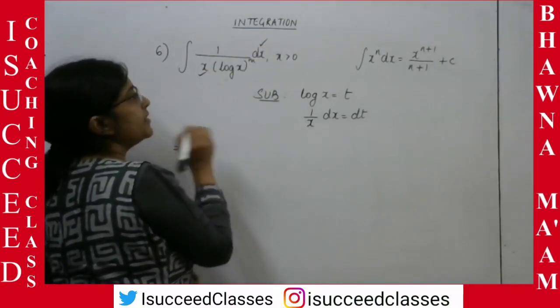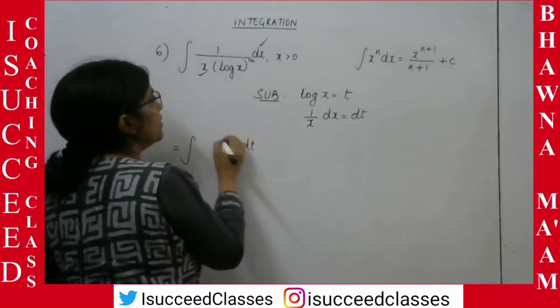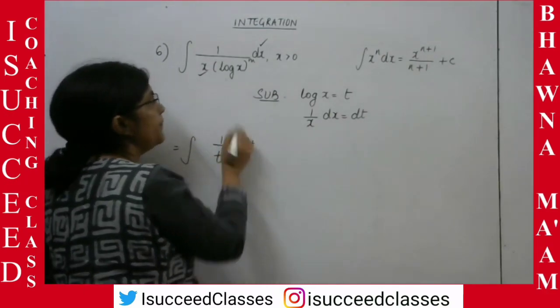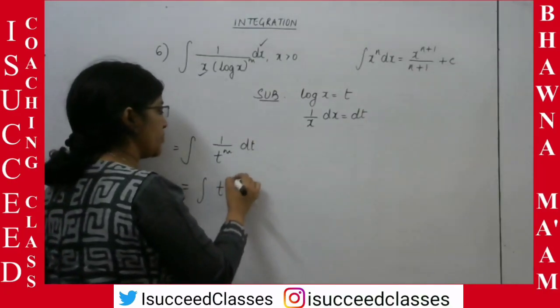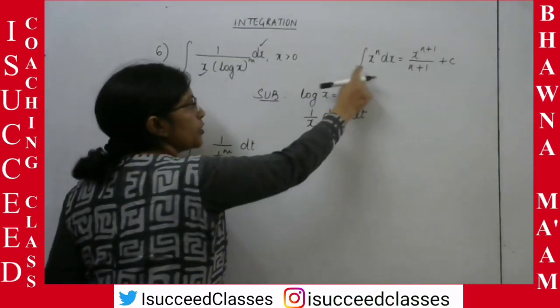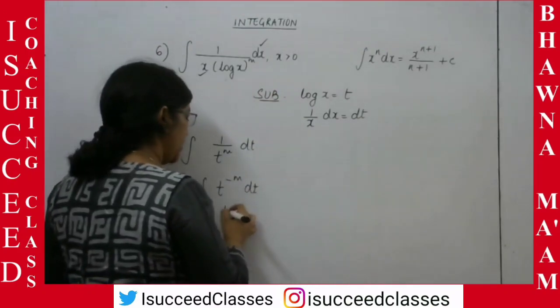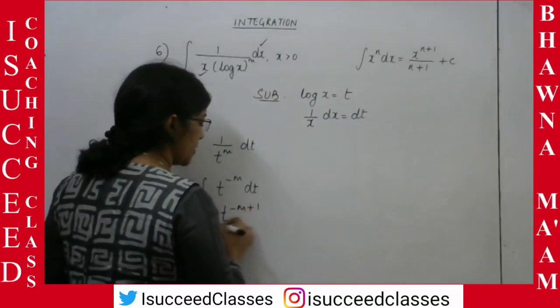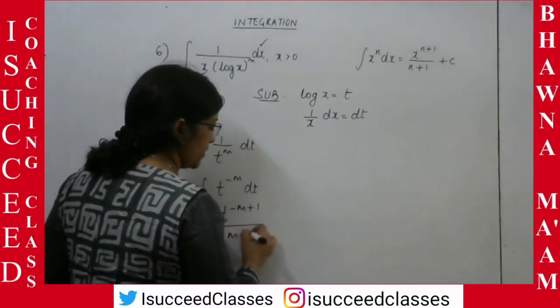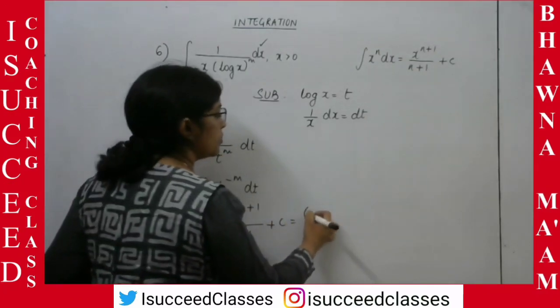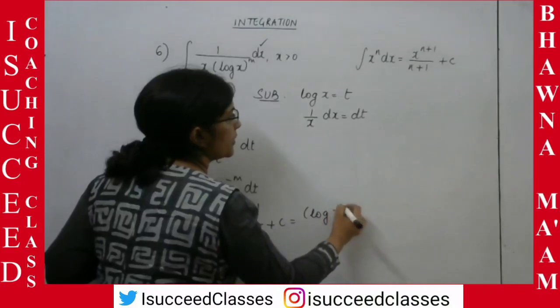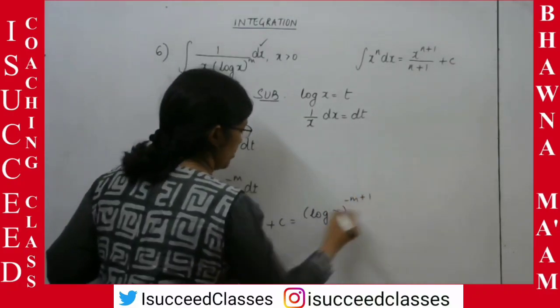1 upon x and dx will become dt, and this is t raised to m over here, log x. This can also be written as t raised to minus m. So apply the formula of x raised to n and you will have t raised to minus m plus 1 upon minus m plus 1. And yes, the last step should be to put back the value of t, whatever you have substituted.